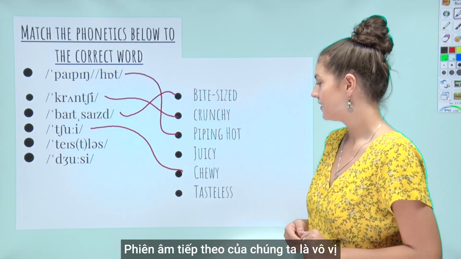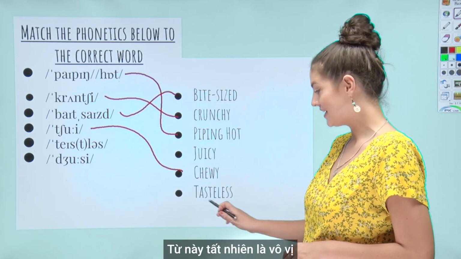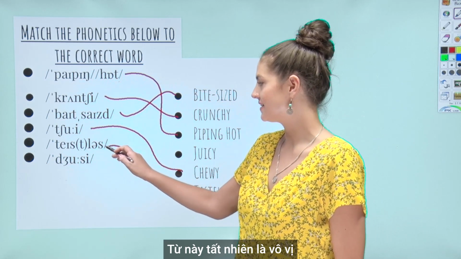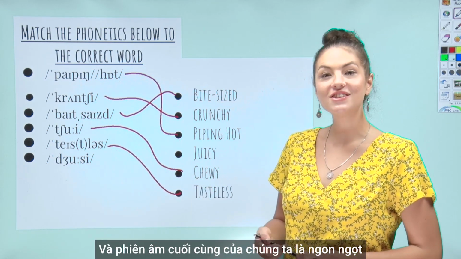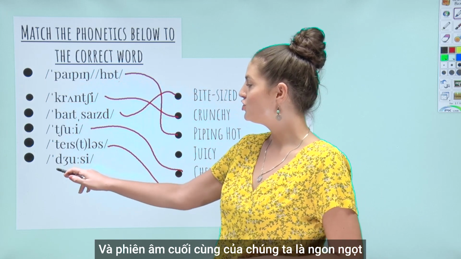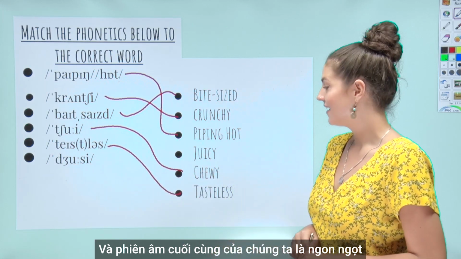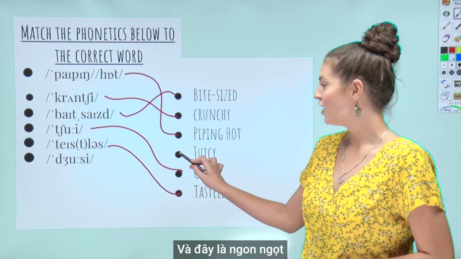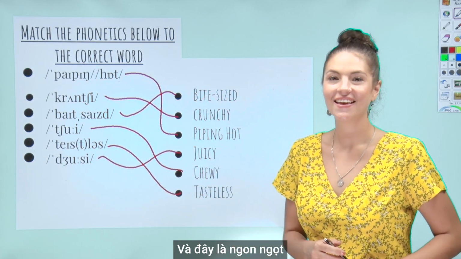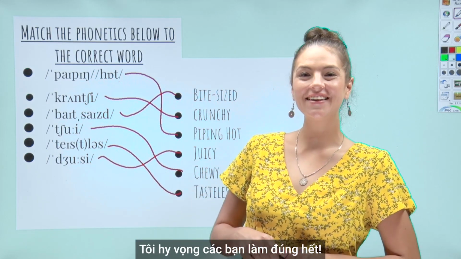Our next phonetic is tasteless. This, of course, is tasteless. And our last phonetic is juicy. And here is juicy. I hope you got them all right.